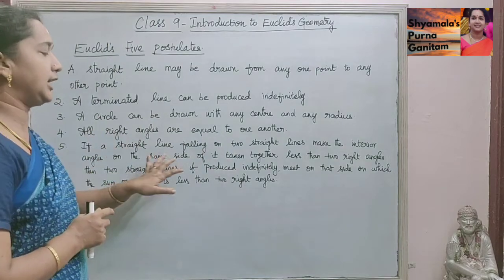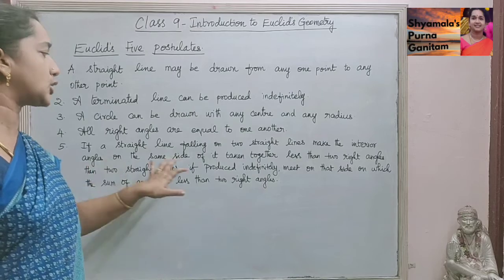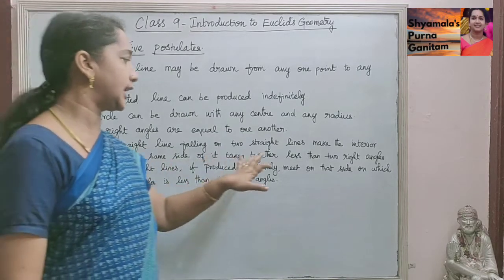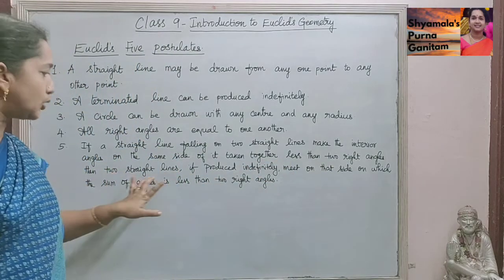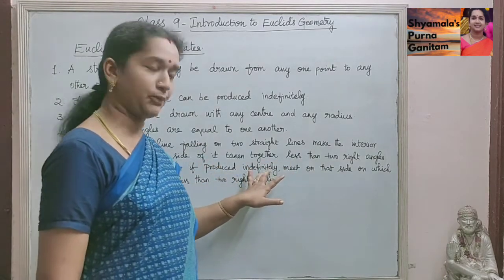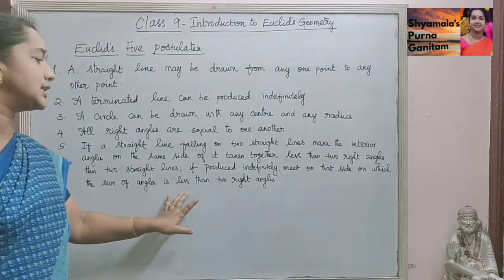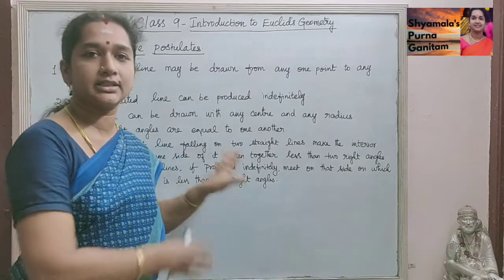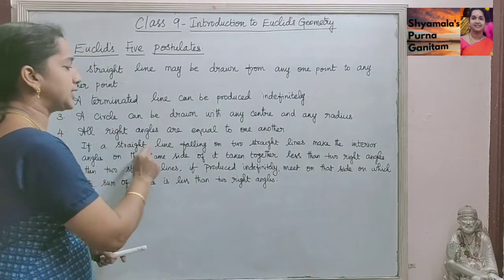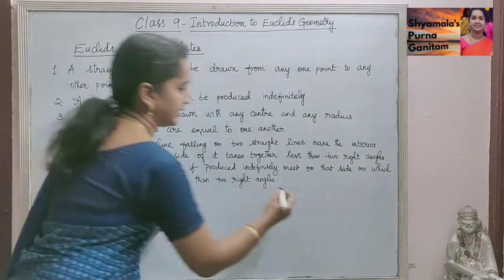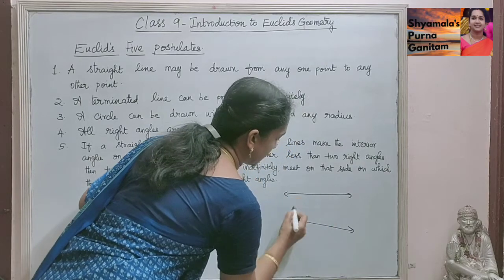Then, if a straight line falling on two straight lines makes the interior angles on the same side of it taken together less than two right angles, then the two straight lines, if produced indefinitely, meet on that side on which the sum of angles is less than two right angles. Even though it is a very big statement, in short, if a straight line falls on two straight lines, so two straight lines are there.